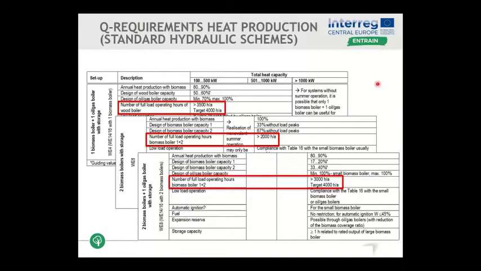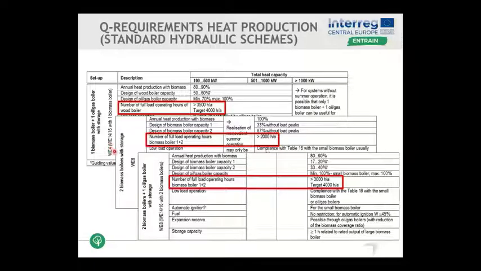Okay. Then we jump into other tables, which you can find in the Q guidelines as well. What you see here is for each setup, for each plant configuration. For example, this is a bivalent plant with one biomass boiler and one oil or gas boiler. Of course, we always consider the oil and gas boiler just as a peak load boiler and a backup boiler. Our idea is that the main heat production is done by the biomass boilers, of course.